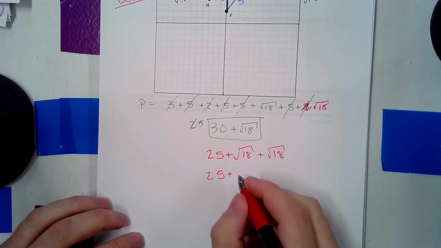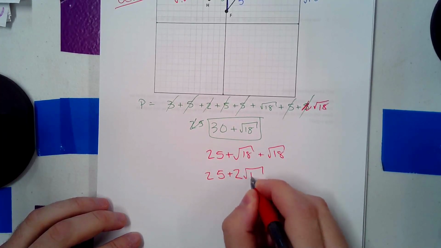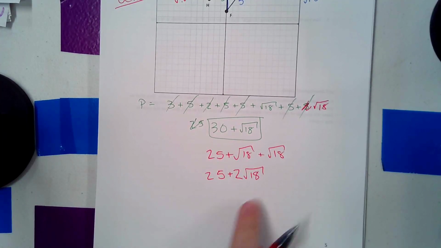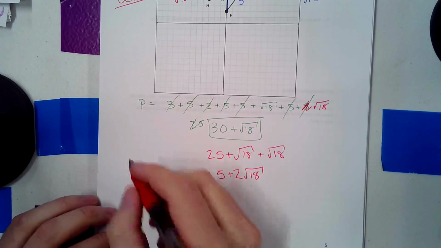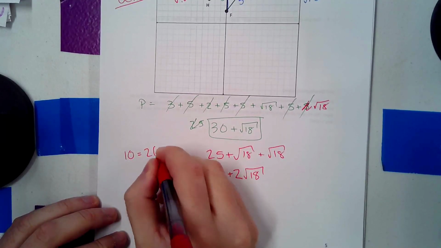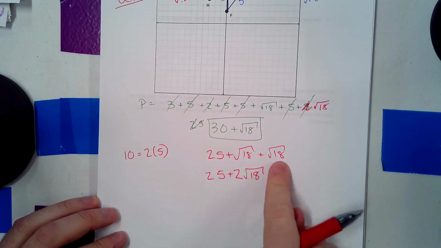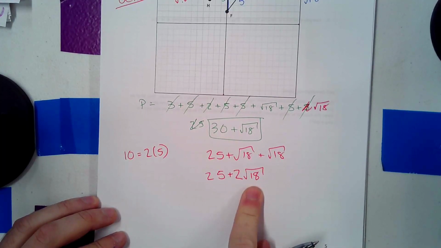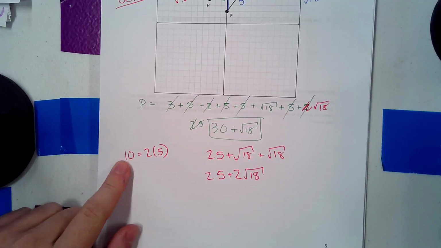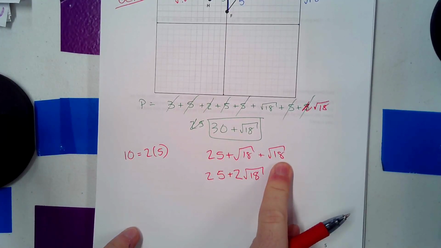2 parentheses square root of 18. I won't do the parentheses, but you're absolutely right. It's 2 root 18s. It's 2 times root 18, right? Just like if I had 10, I could write that as 2 times 5. Well, I've got root 18s, 2 of them. So it's 2 root 18s. 2 5s is 10, 2 root 18s is 2 root 18s.